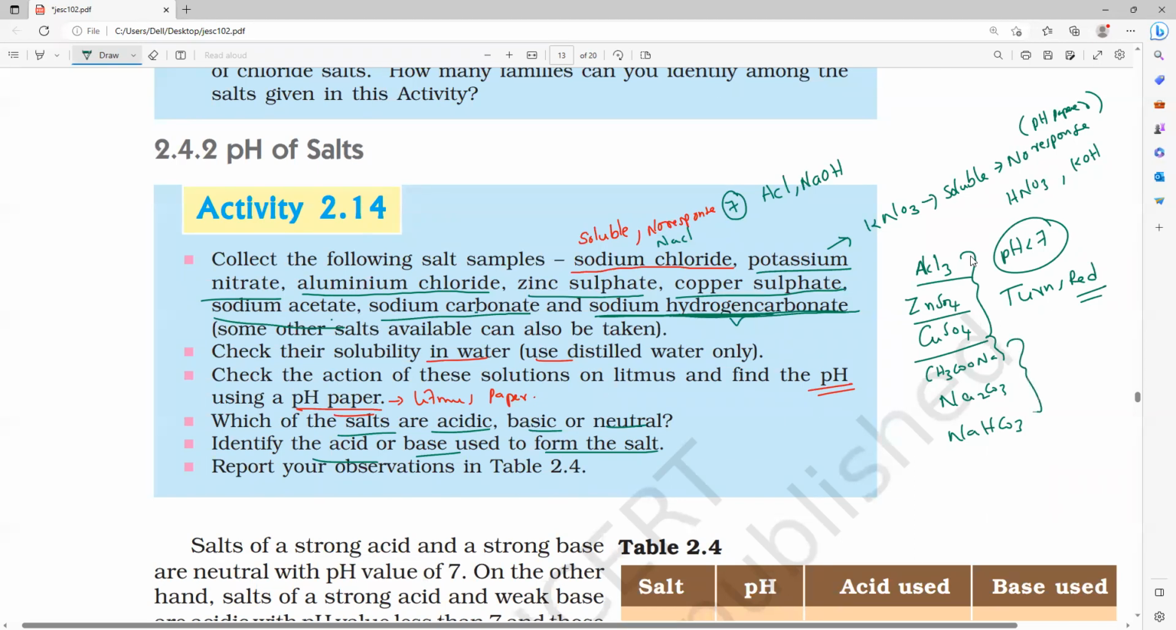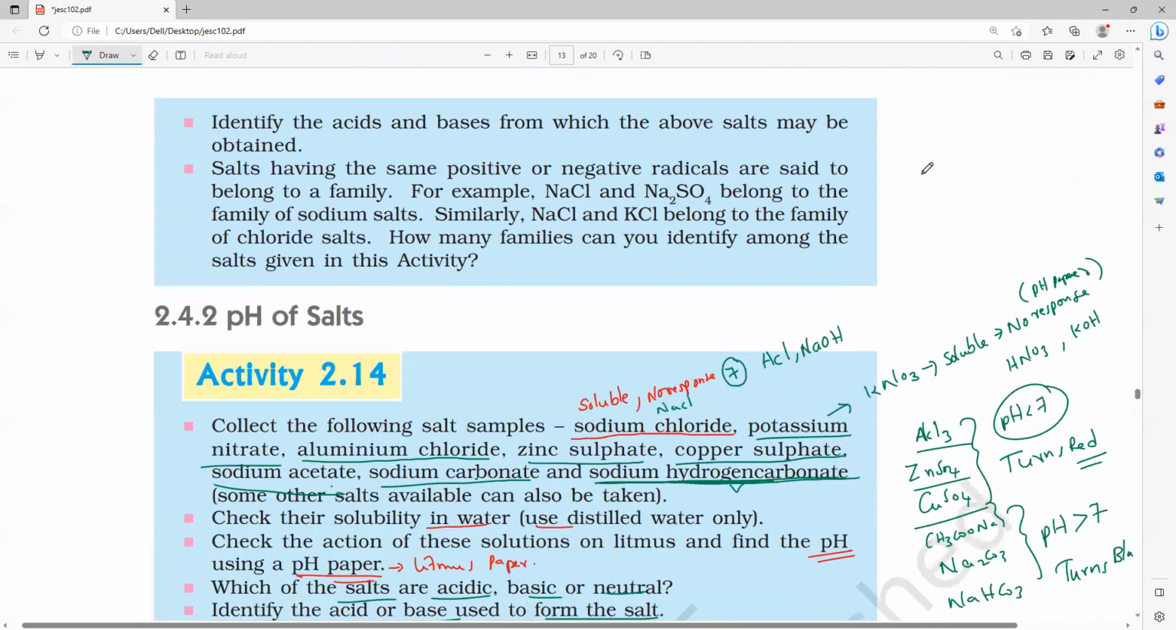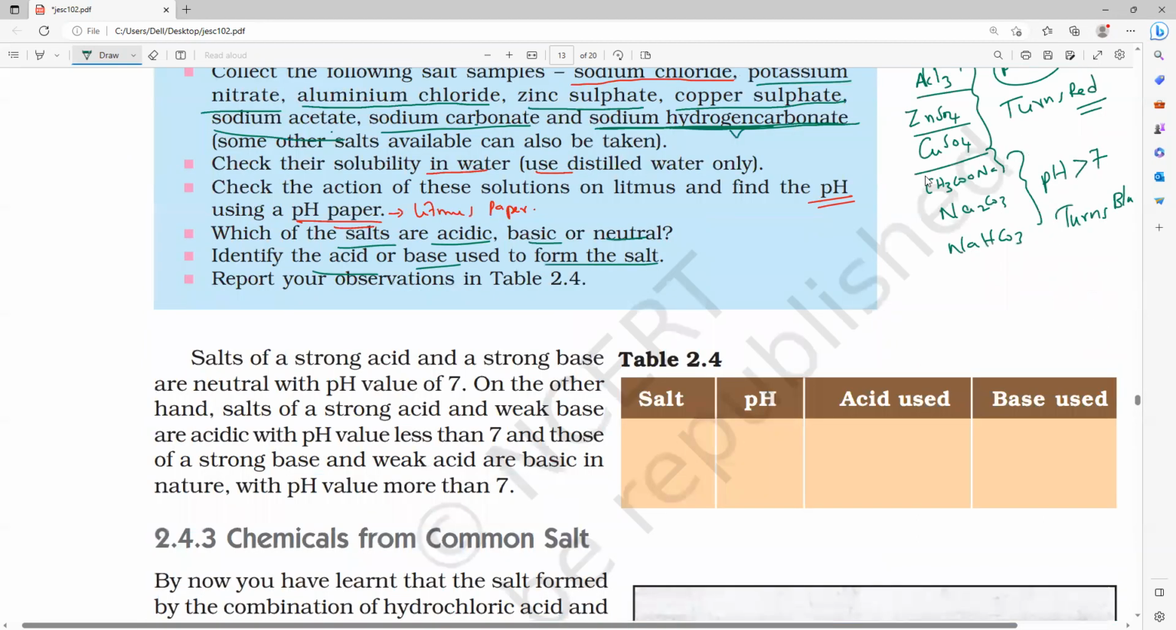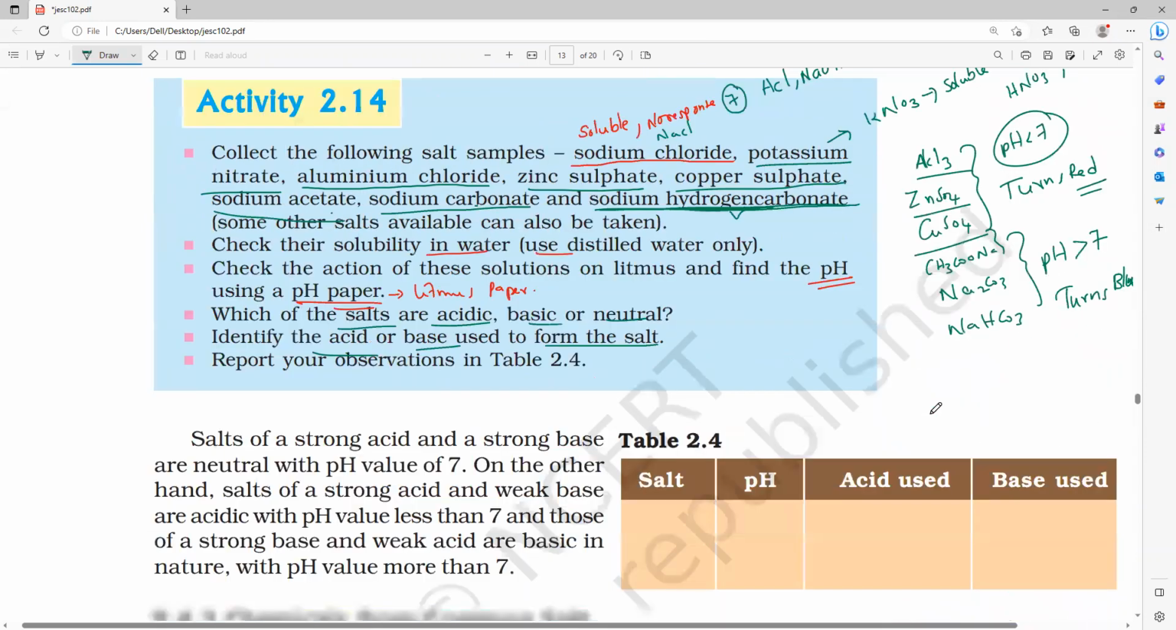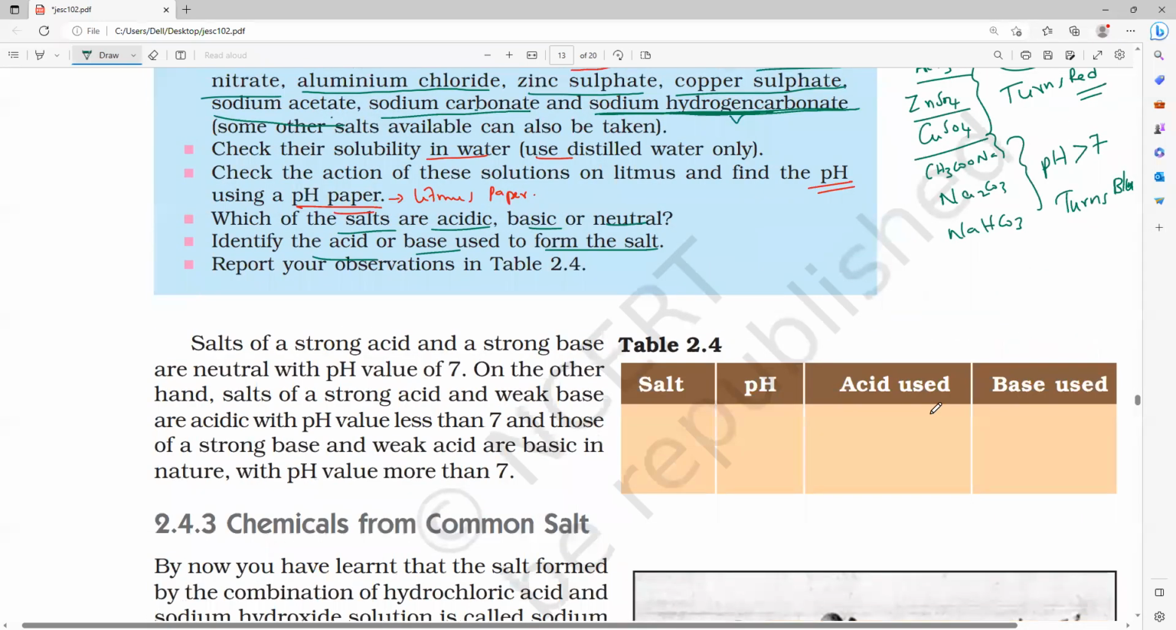So these three have pH value greater than 7. They will turn red litmus into blue. That is what you have to remember. You have to list out everything here and write it.